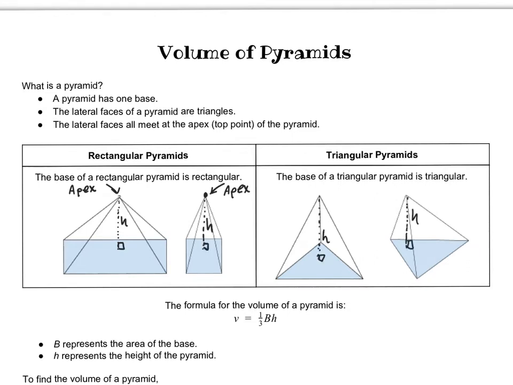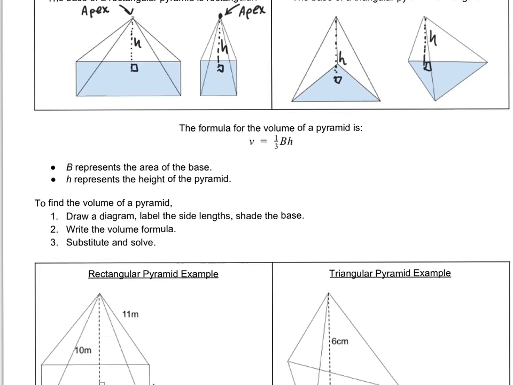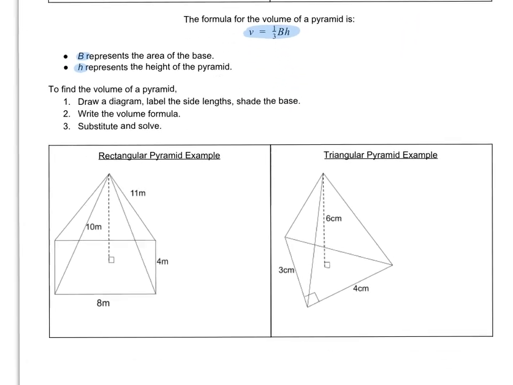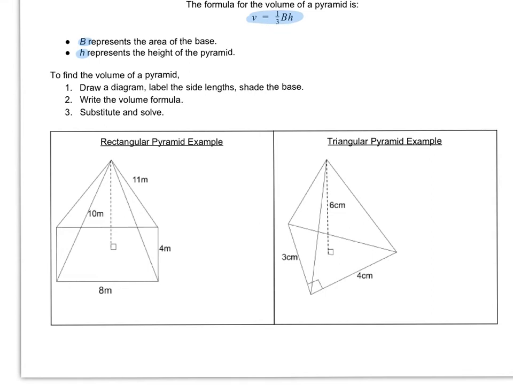Now that we know about the base and the height of these pyramids, let's talk about how to find the volume. So the formula for the volume of a pyramid is 1/3 times big B times H. And big B represents the area of the base of the pyramid, and H represents the height of the pyramid. So to find the volume of pyramids, we use the same steps we did for prisms. We draw a diagram, label it, and shade that base. Then we write our formula, substitute, and solve.